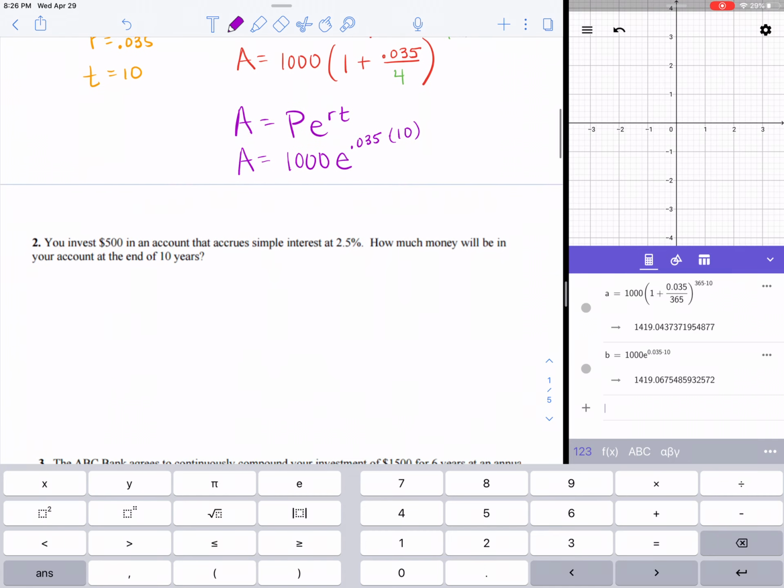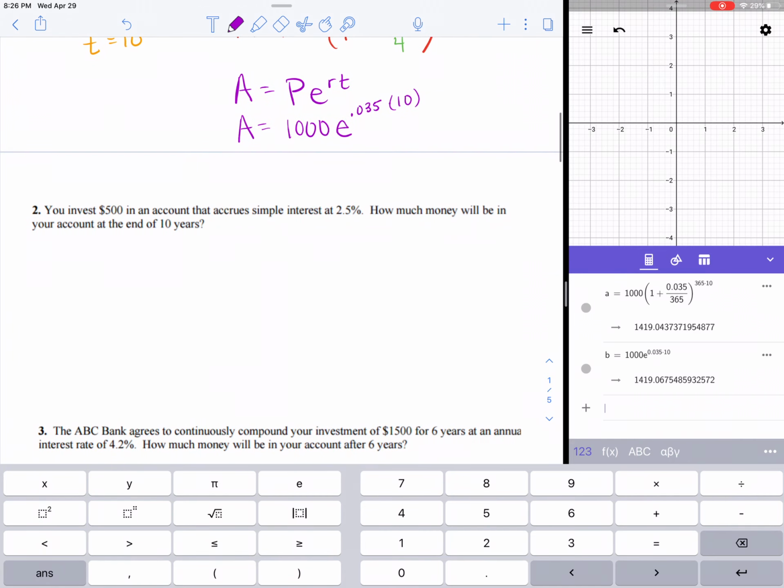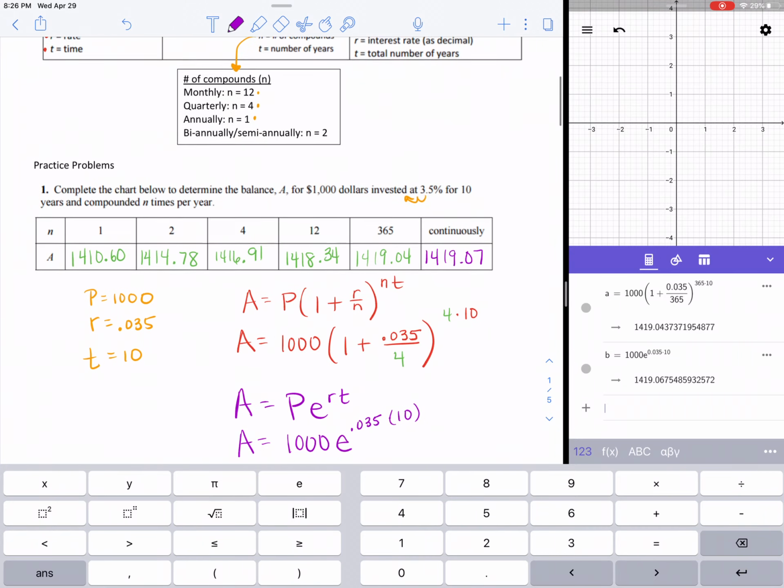Let's take a look at the next one. So this is as basic as it could get. You invest $500 in an account that accrues simple interest at 2.5%. How much money will be in your account at the end of 10 years? So if it's simple interest, then you're only getting interest each year on the $500 that you started with. They don't compound it. So I'm going to use interest equals, what was the simple interest? PRT, I thought so.